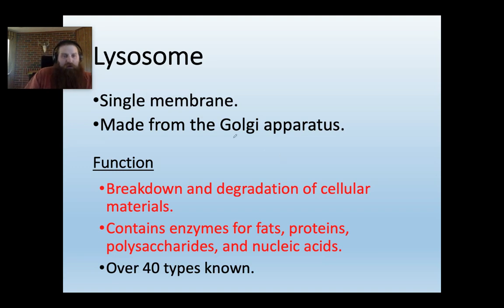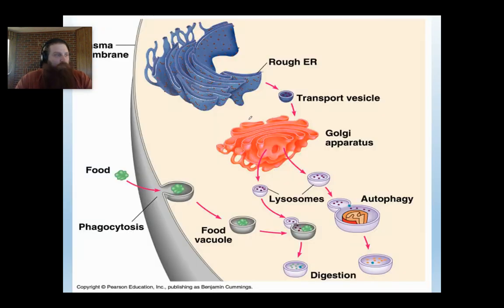There's a big key here. The prefix lys, L-Y-S, means to cut or to break down. And so if you're going to lyse something, you're going to pop it. You're going to cut it open or cut it down. So a lysosome is carrying the enzymes that are going to cut things. They can be enzymes that cut fats. They can cut proteins. They can cut sugars. They can cut nucleic acids. There are like 40 different kinds of lysosomes that we're aware of.